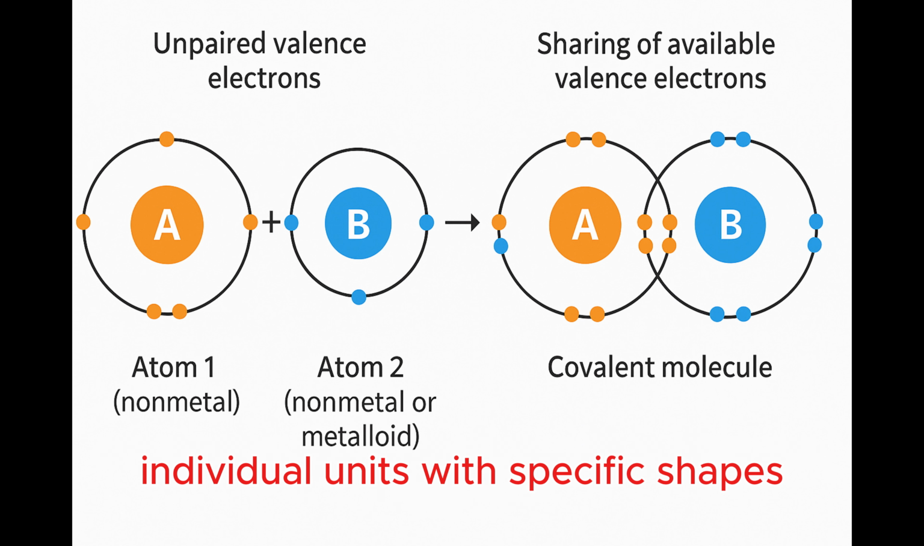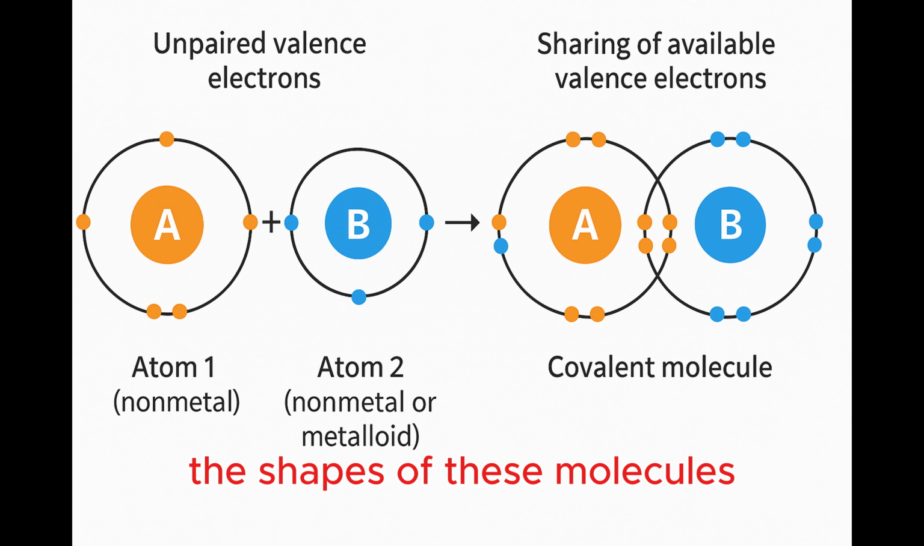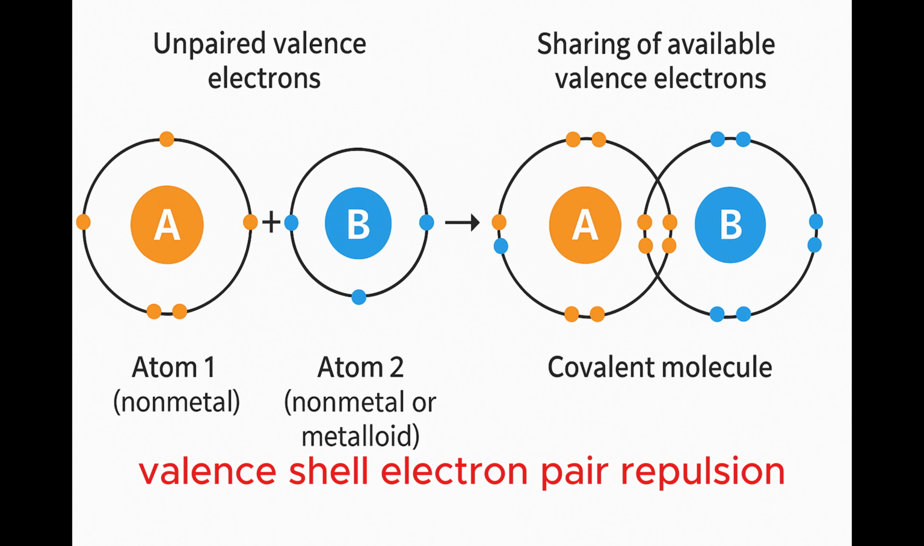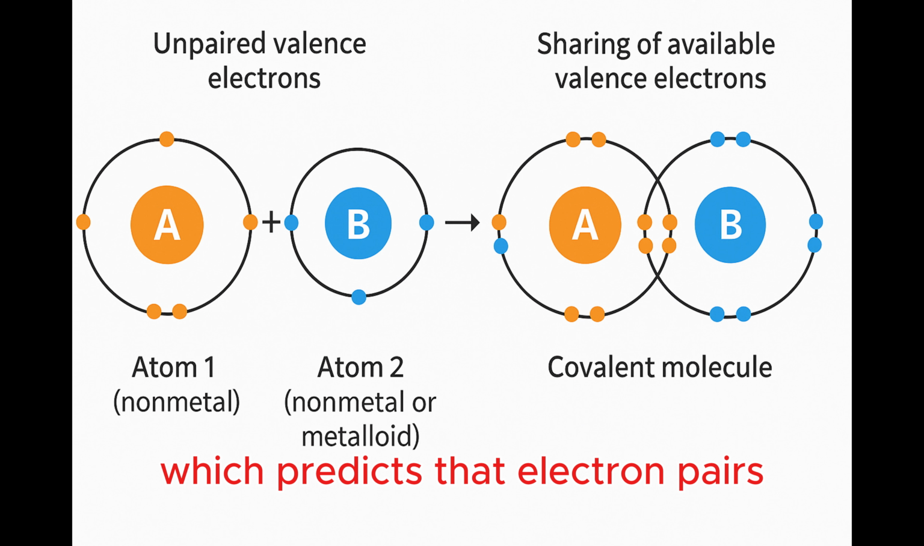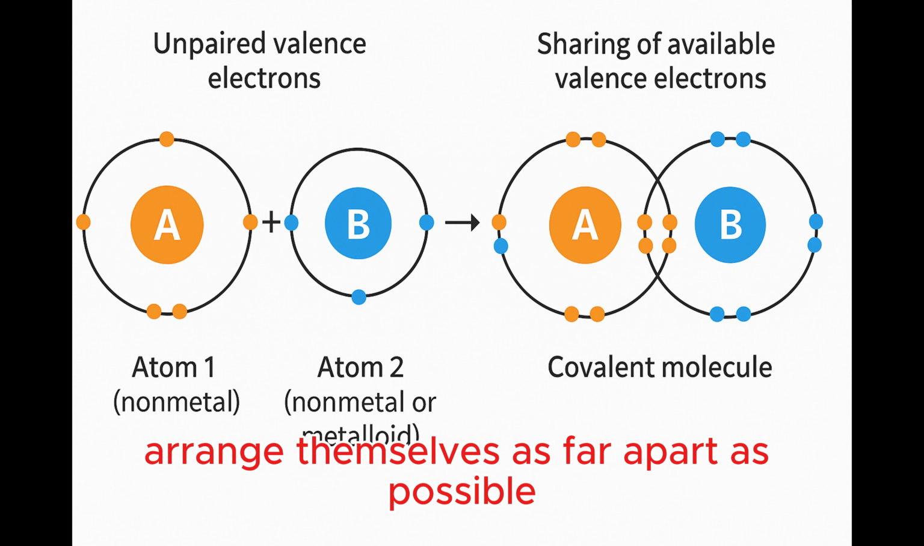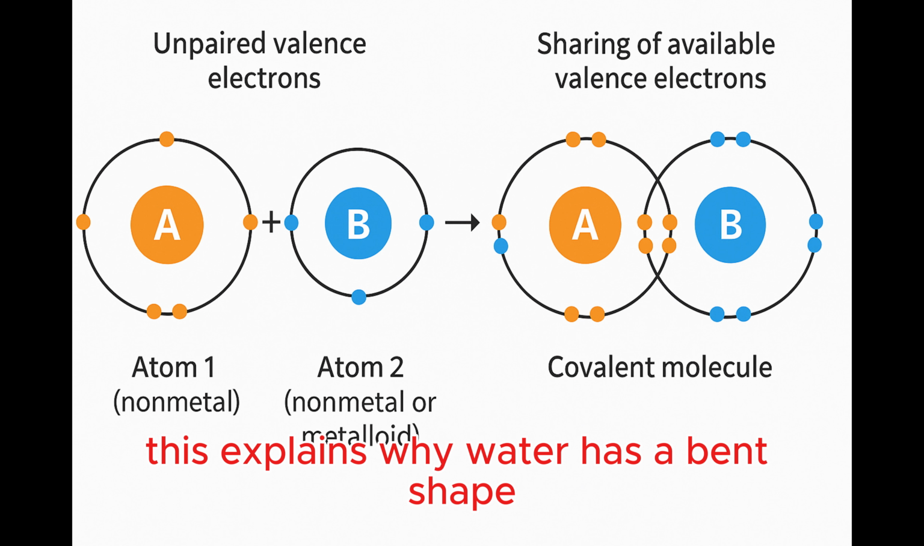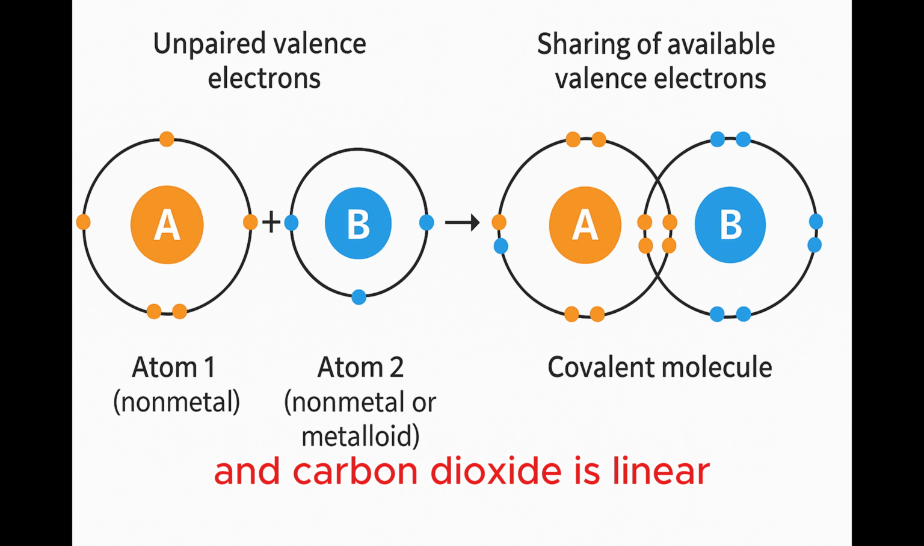with specific shapes. The shapes of these molecules can be explained by the VSEPR theory, valence shell electron pair repulsion, which predicts that electron pairs arrange themselves as far apart as possible to minimize repulsion. This explains why water has a bent shape and carbon dioxide is linear.